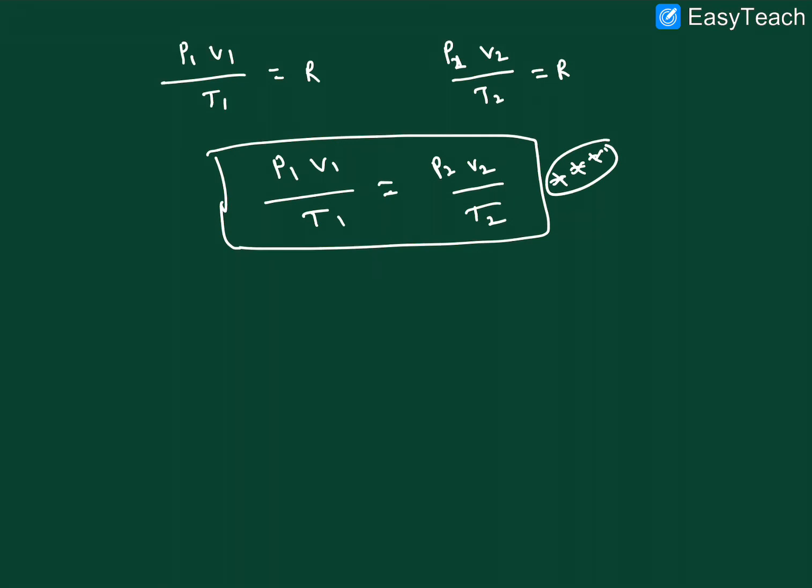One more important relation is there here. We already derived this in Boyle's law: pressure is directly proportional to density, and pressure is directly proportional to temperature. This is explained by Boyle's law and the Gay-Lussac law. If you want this clarification, just watch the Boyle's law video. So P is directly proportional to density.